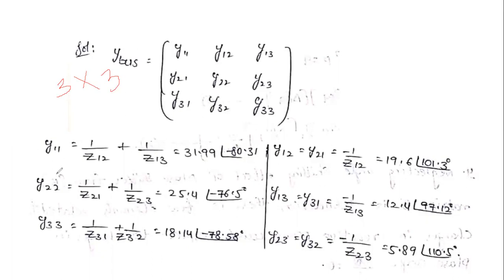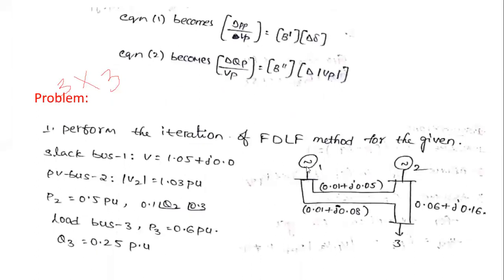First of all, we take Y11. Coming to the diagram, this is the first bus. Y11 means the elements 1-2 and 1-3. These are the impedance values that will be given in the question.